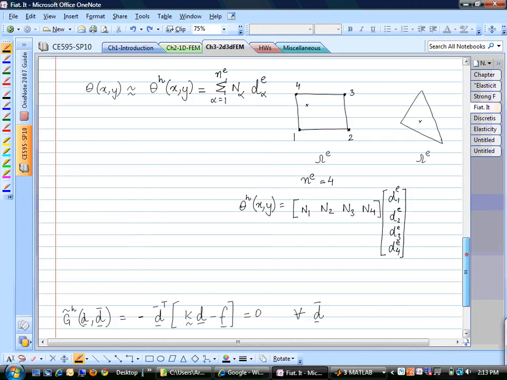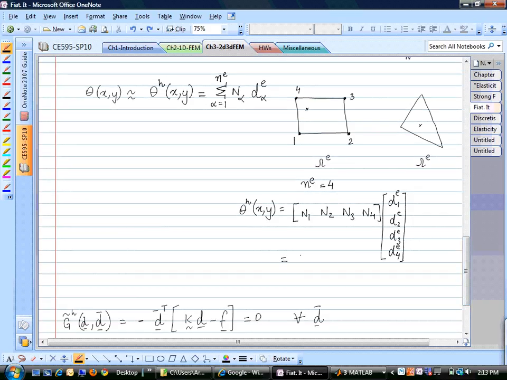And once again, we can represent this in the same form that we had represented our one-dimensional displacement. We had this N times d. Does that sound familiar? This is something that we did in one dimension. So this is theta of x, y. I've not talked about these shape functions yet, but essentially the form of our finite element approximation is exactly the same.